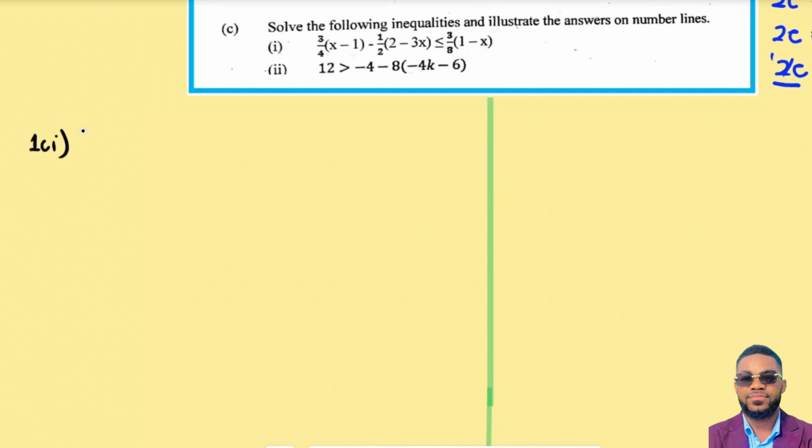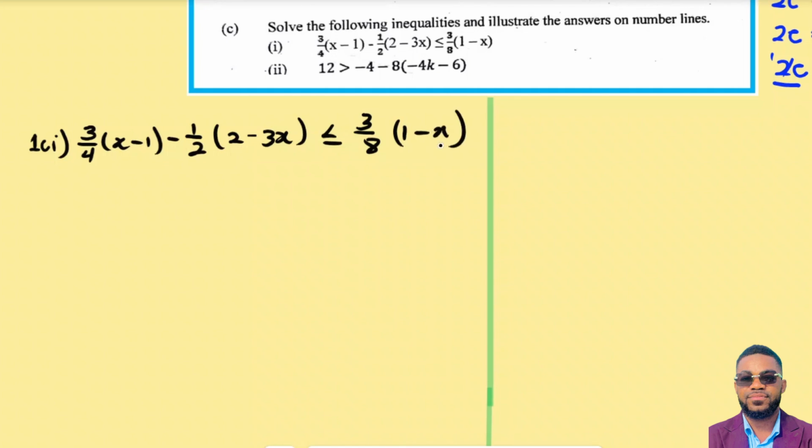Now this expression, we have 3 on 4 into bracket x minus 1, minus 1 on 2 into bracket 2 minus 3x, less than or equal to 3 on 8 into bracket 1 minus x. So the inequality is a long one, but the steps are very easy and simple.